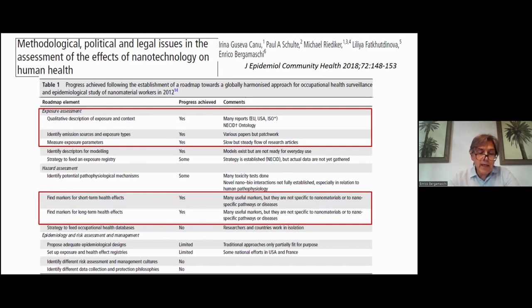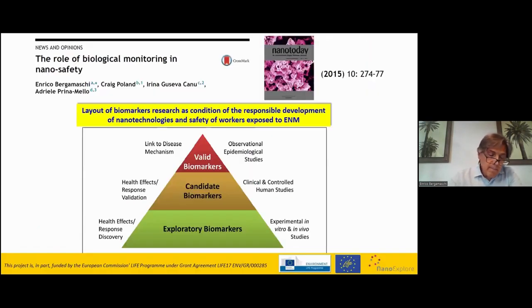Studies of nanomaterials' effect on human health are still experiencing many issues: practical, scientific, methodological, and also political and regulatory issues. At present, the last seem to be the most challenging. What is apparent, however, are the achievements in exposure assessment and the increased availability of biomarkers. The biological monitoring is thus becoming a key component of this strategy.